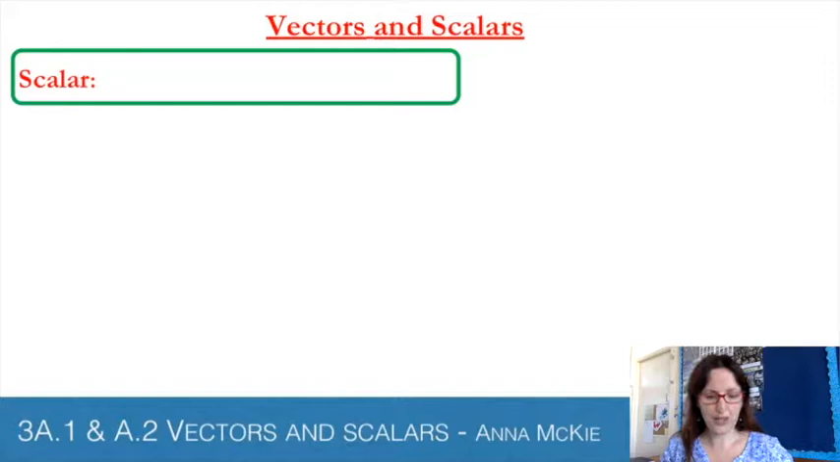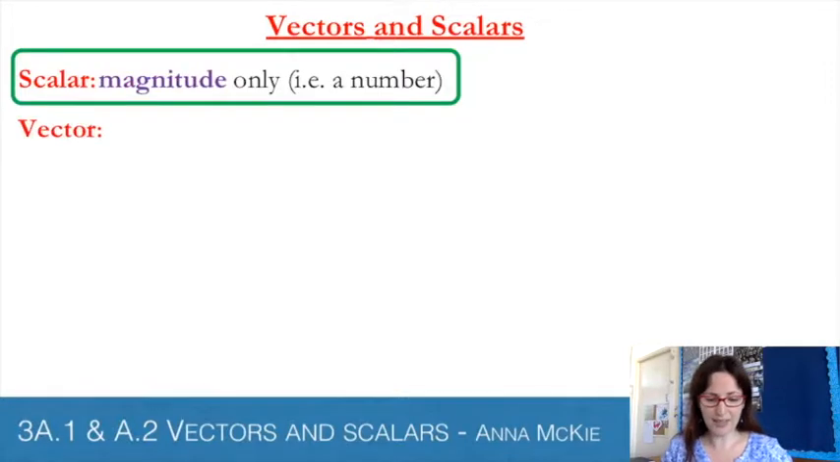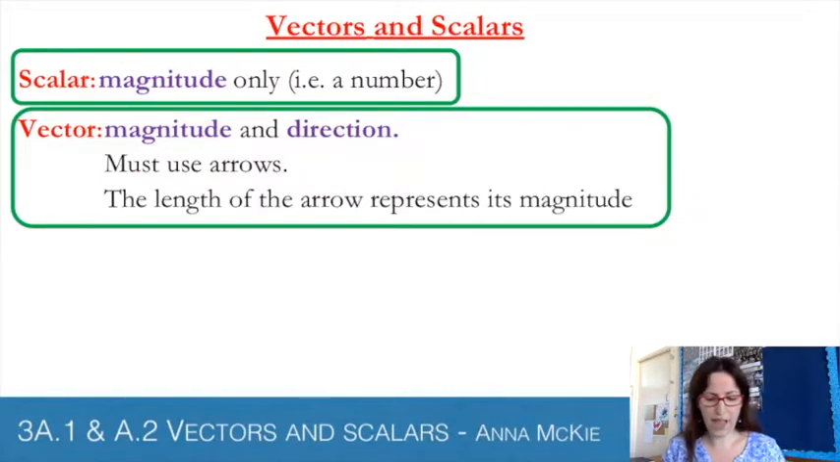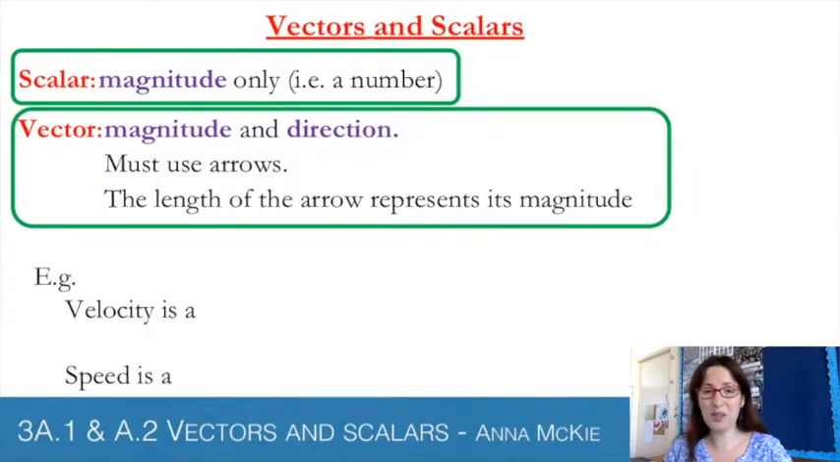Right? So a scalar has magnitude only, so that's a number, like that 30 kilometers an hour. And a vector has magnitude and direction. So that was that wind, say the 30 kilometers an hour from the east. You have to use arrows to represent that. And the length of the arrow, when it's drawn to scale, gives you the magnitude. So it's always important to have a ruler for this topic.